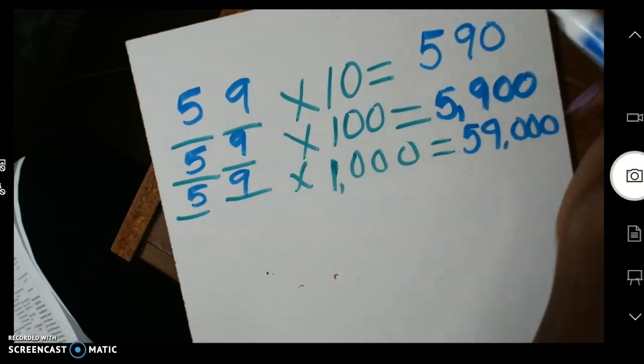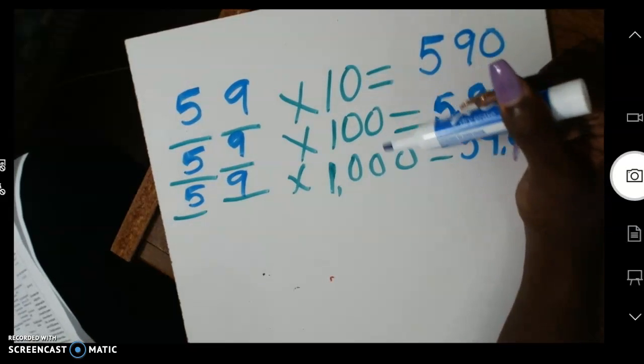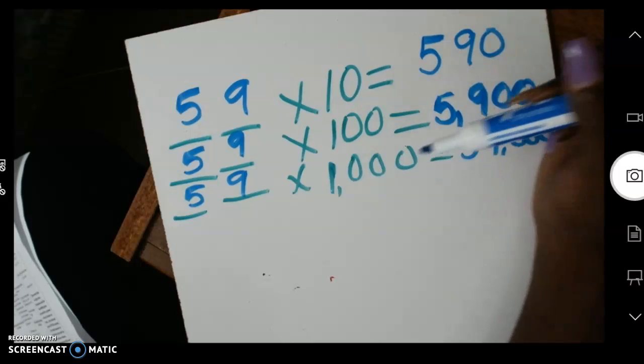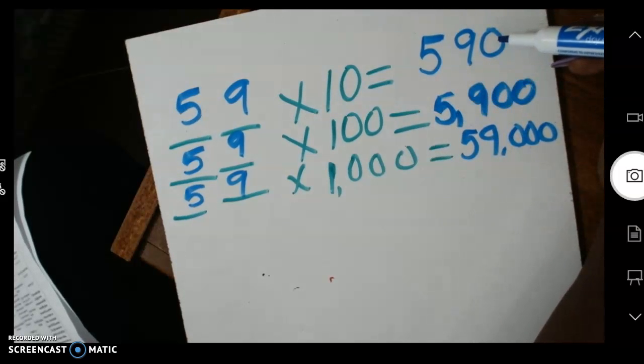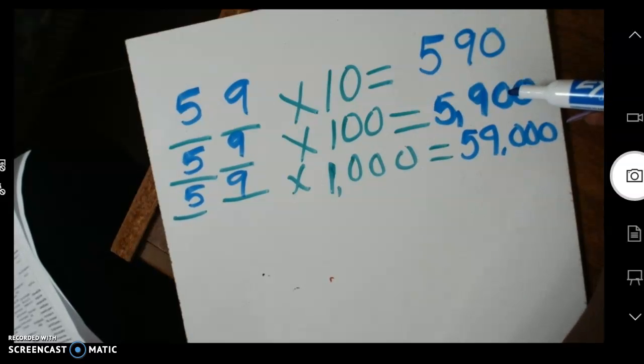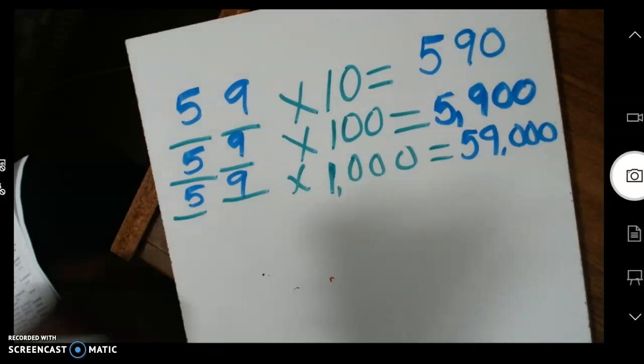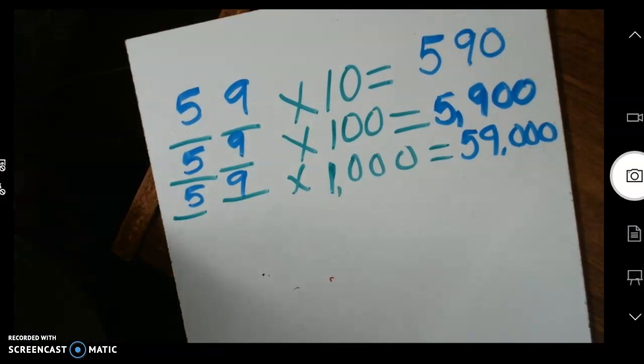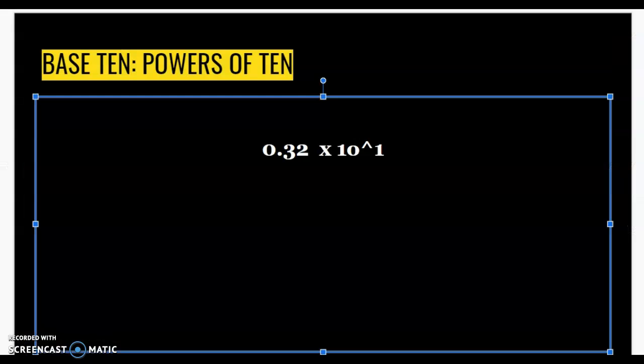Yes, each time that I increase by a power of 10, the value of my number or product increased by a power of 10. So here's our next example. Let's take what we've just learned about taking a whole number and increasing it by powers of 10. Now we're going to look at it using decimals.